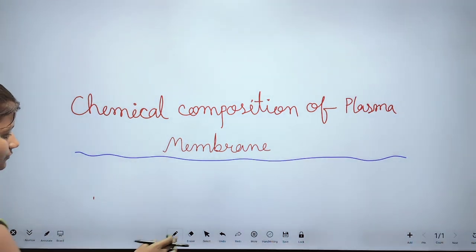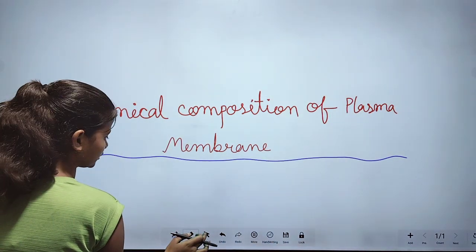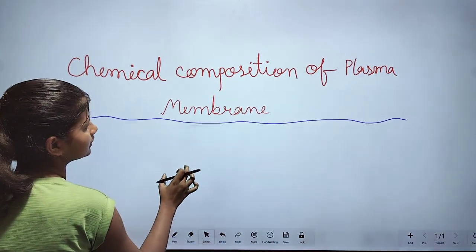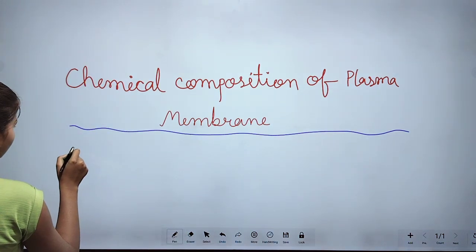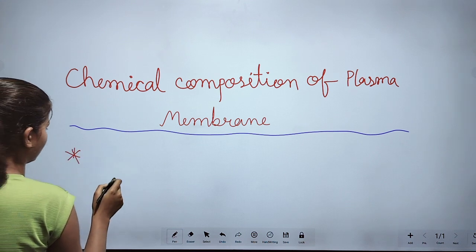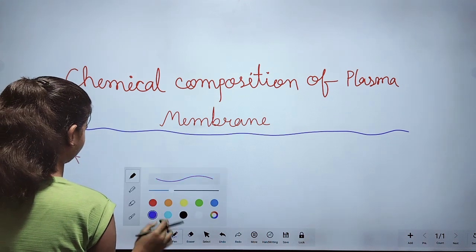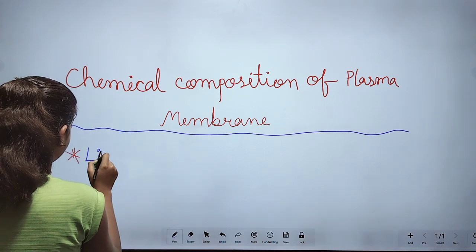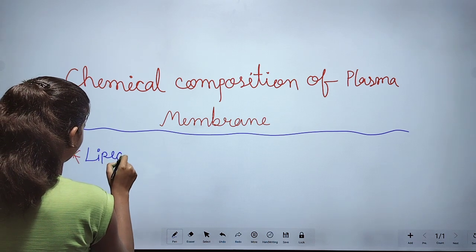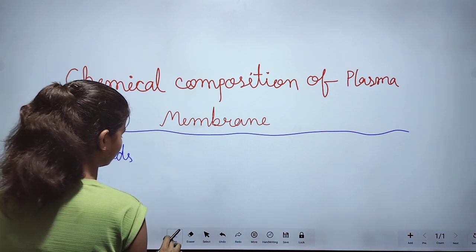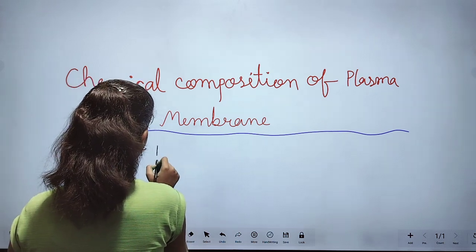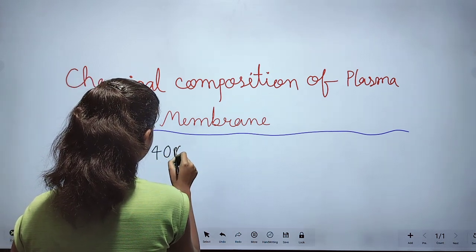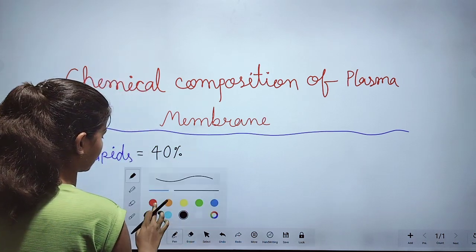So the first one is lipid. Okay, the first one is lipids. Only 40% lipid is present in plasma membrane.